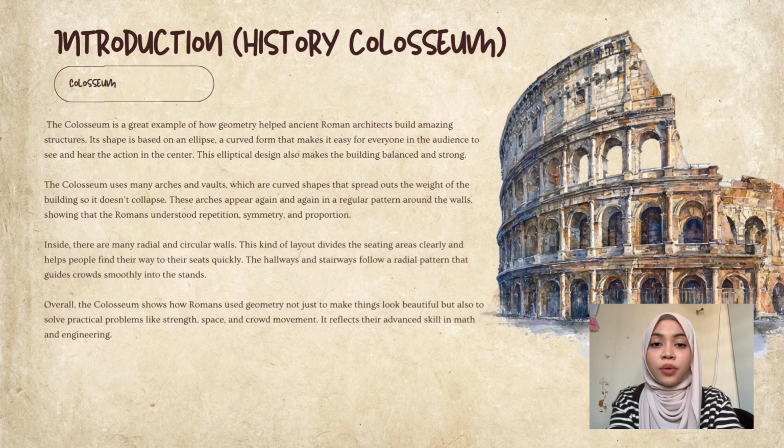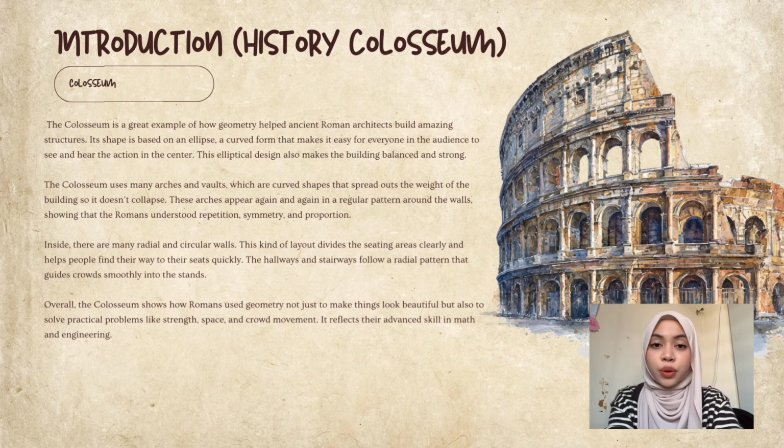Inside, there are many radial and circular walls. This kind of layout divides the seating areas clearly and helps people find their way to the seats quickly. The hallways and stairways follow a radial pattern that guides crowds smoothly into the stands.